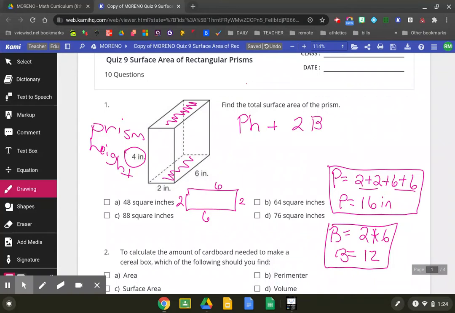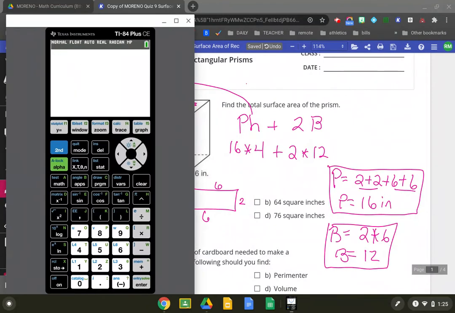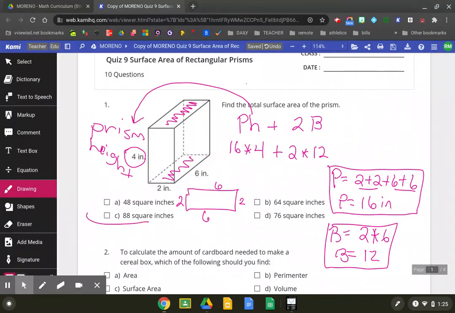Now let's plug in what we got. Big P is 16. Remember that the H is your prism height, which is 4, plus 2, and we're going to multiply that by 12. We're going to take out the calculator. Use it, guys, it's so much easier. Just go 16 times 4 plus 2 times 12. Enter, and it comes out to 88, which is letter C. So the total surface area for this is 88 square inches. That's for number 1.